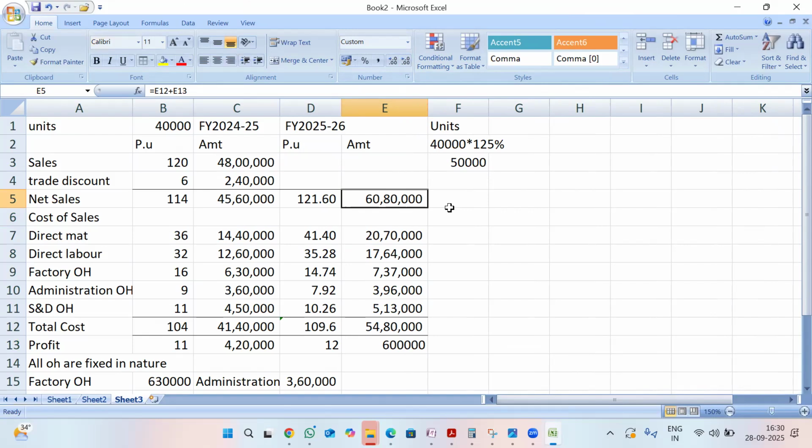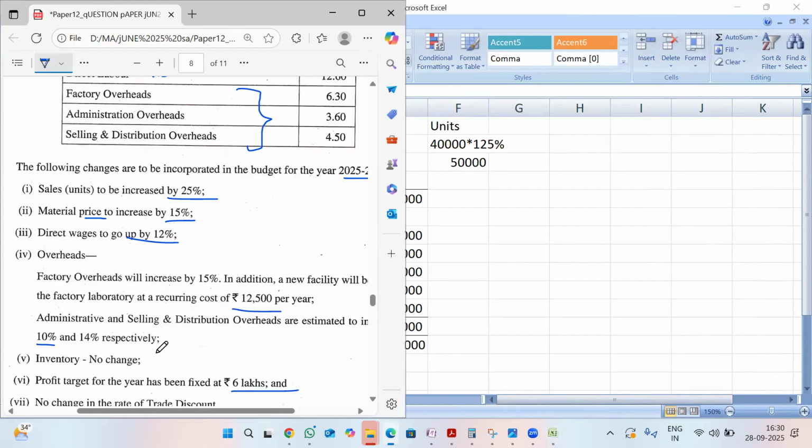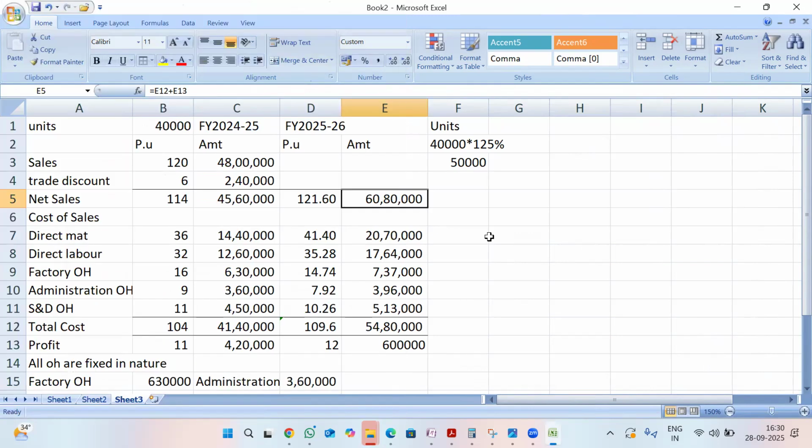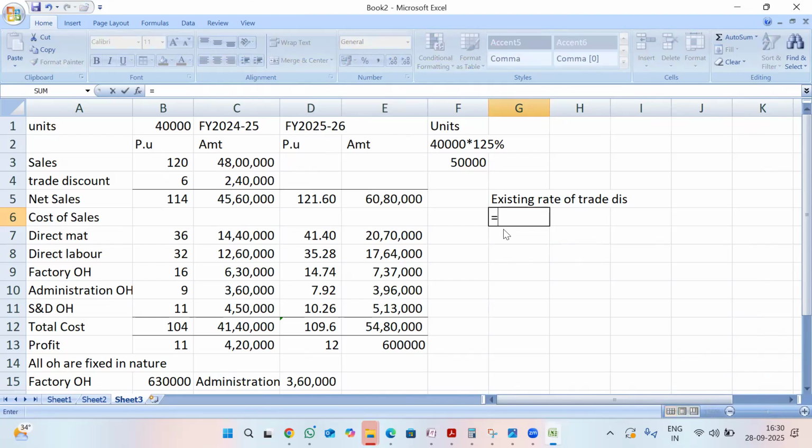This is before trade discount. Now what have they said about trade discount in the question? What they told for trade discount is that there is no change in the rate of trade discount. So I want to calculate what is the existing rate of trade discount. So how much trade discount am I giving per unit? 6 rupees. So 6 divided by 120, into 100. So 5% I am giving as trade discount.